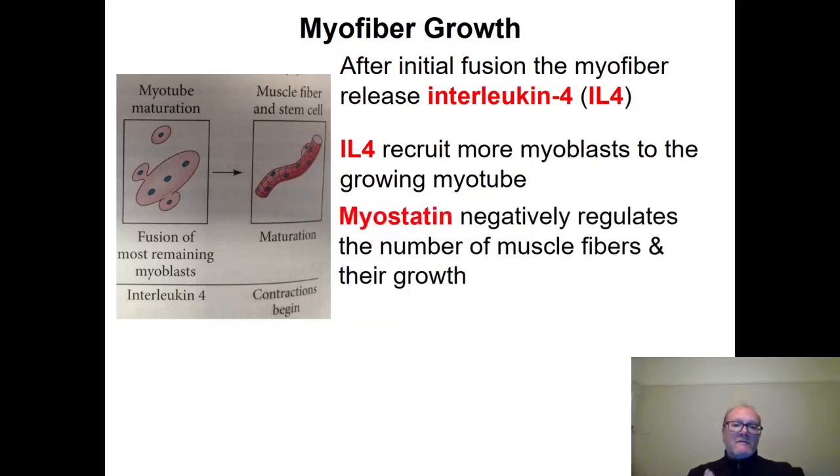Contrary to interleukin-4, myostatin controls this growth negatively, so it reduces the fusion and reduces the growth of the muscle fibers. Indeed, there is a balance between the expression of IL-4 and myostatin to control how big the muscle needs to grow during development.